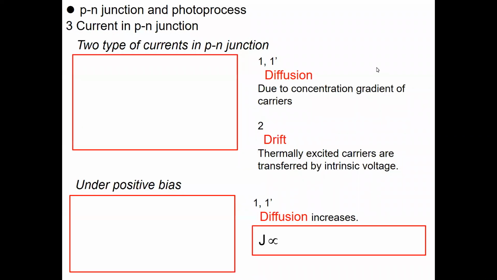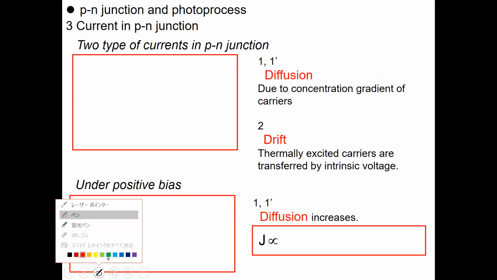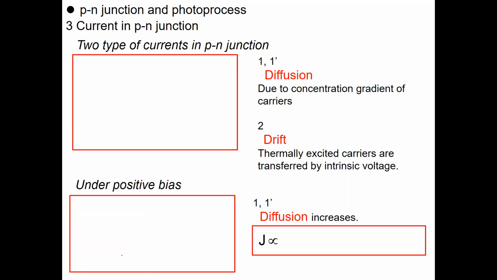Now, let's think about the charge current at a p-n junction. There are two mechanisms of the charge transfer in the p-n junctions. So let's study this. First up, I would like to remind you of the p-n junction case.